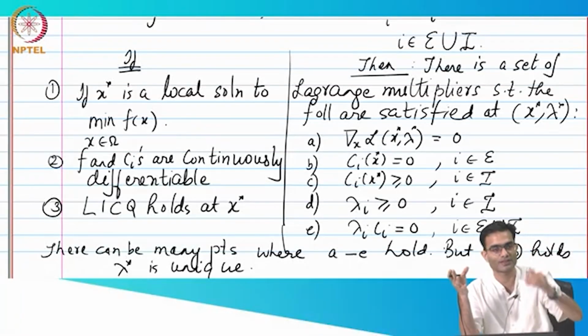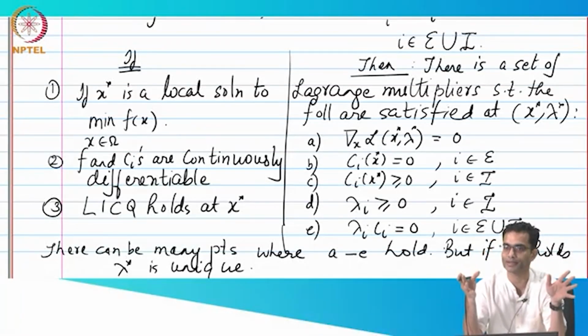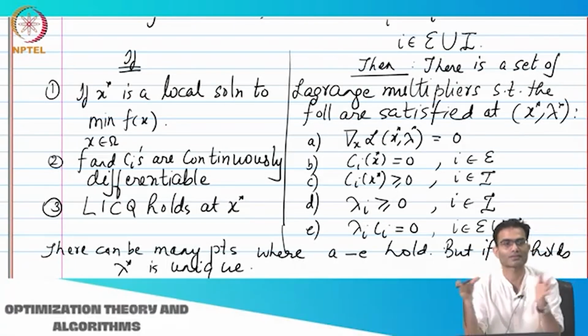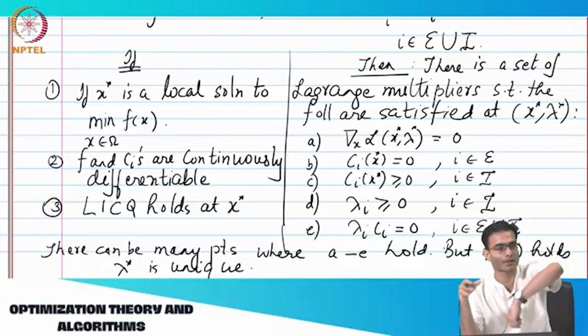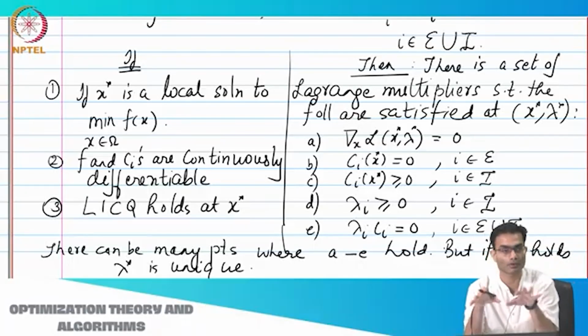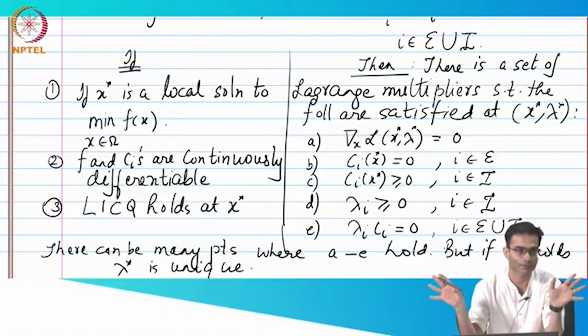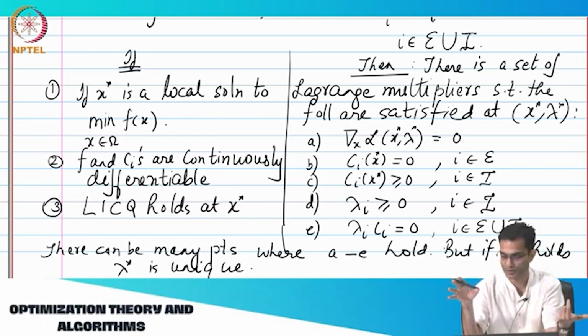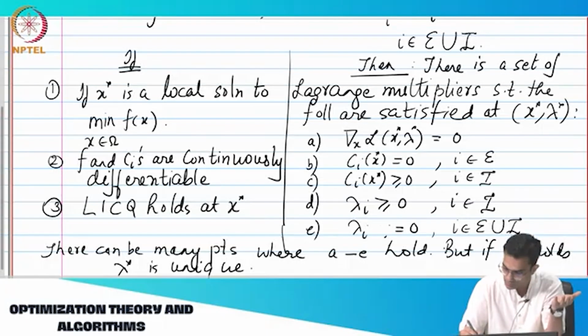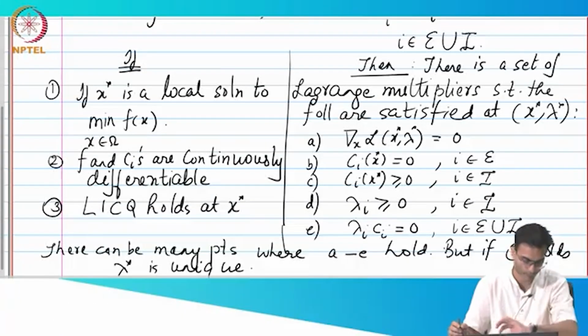So if all of these 3 criteria are satisfied, then this theorem applies, and only then. Then there will be a set of Lagrange multipliers lambda. They may not be easy to calculate, that's a different matter, but all of this will hold true. The gradient of the Lagrangian is 0, you are on the feasible set, that's points B and C, and the complementarity condition holds.